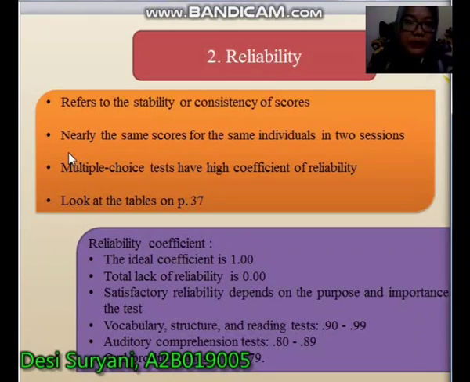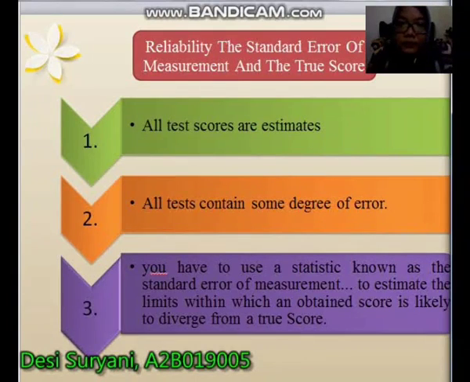Okay, the next one is reliability. Reliability refers to the stability or consistency of scores: nearly the same scores for the same individual in two sessions. Also, multiple choice tests have high coefficients of reliability. For further information, you can look at the book on page 37.